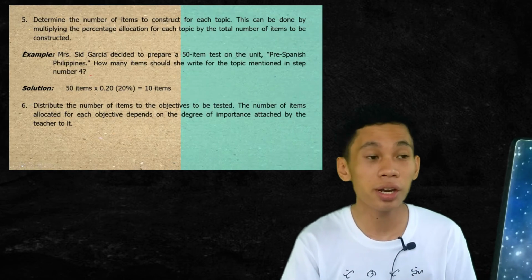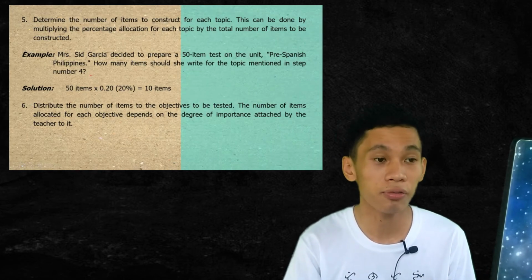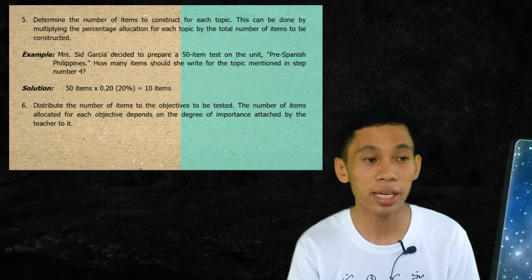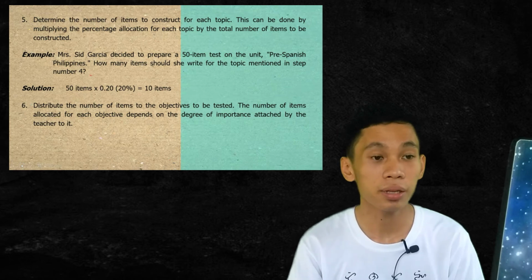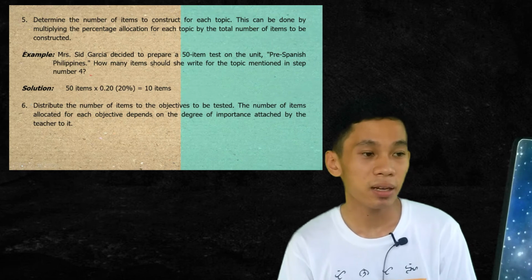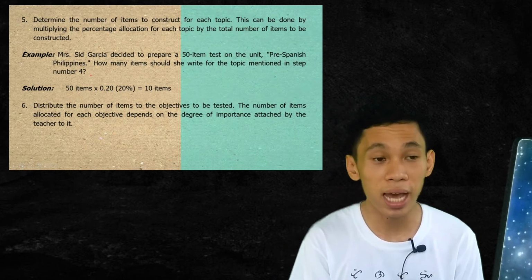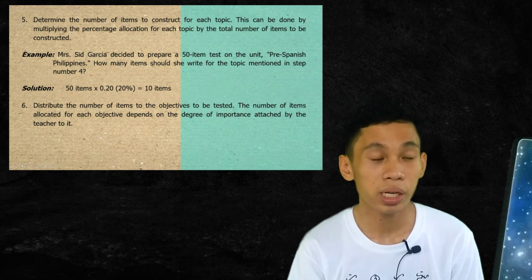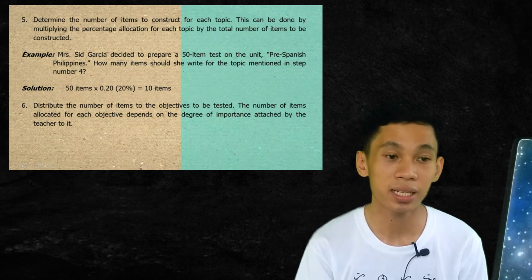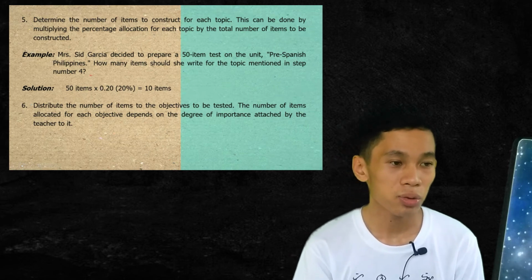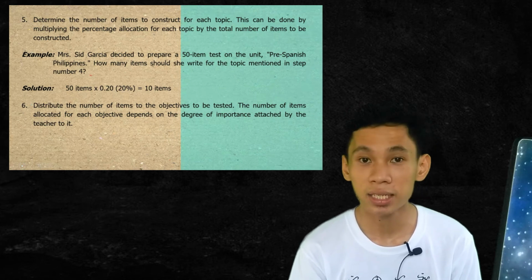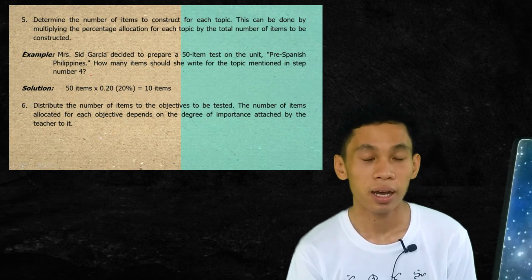And the fifth step, determine the number of items to construct for each topic. Okay? This can be done by multiplying the percentage allocation for each topic by the total number of items to be constructed. For example, yung kay Mrs. Sid. Mrs. Sid Garcia decided to prepare a 50 items test on the unit Pre-Spanish Philippines. How many items should she write for the topic mentioned in the step number 4? Okay, so 50 items ang gustong gawin ni Mrs. Sid Garcia na test.